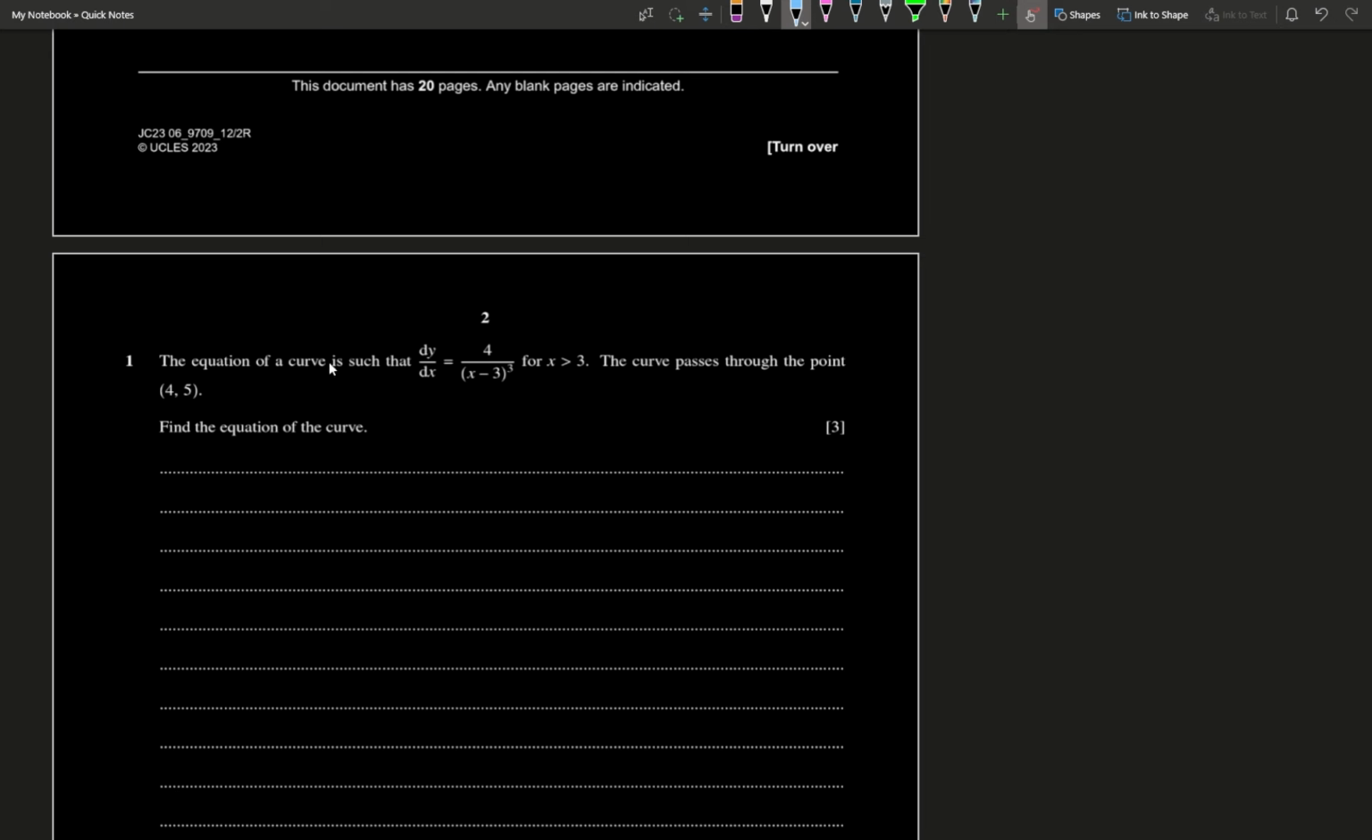It says the equation of a curve is such that dy by dx is equal to 4 all divided by x minus 3 raised to the power of 3 for x is greater than 3. The curve passes through the point (4, 5). Find the equation of the curve.